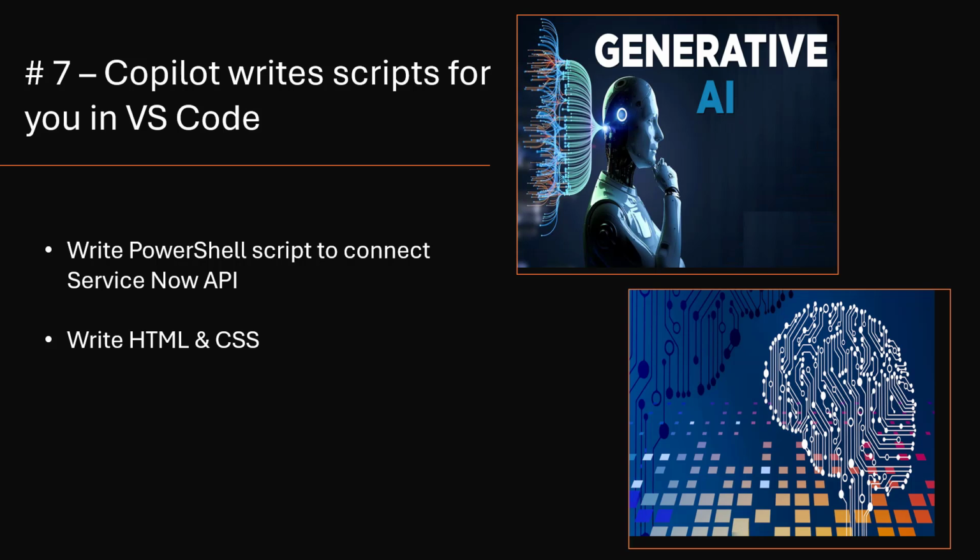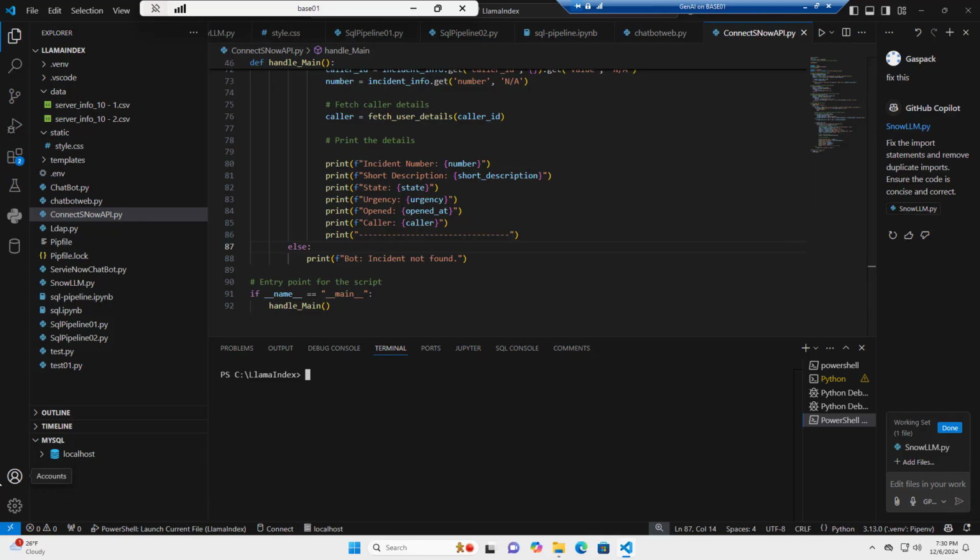Hi, in this video we are going to leverage Copilot to write the code in VS Code. That means you don't have to write the code, Copilot simply writes it for you. There are two things we are going to do. The first one is we are going to ask Copilot to write a PowerShell function to connect to the ServiceNow API. The second one is we are going to request Copilot to write HTML and CSS. Let us go to VS Code and see how we can do this.